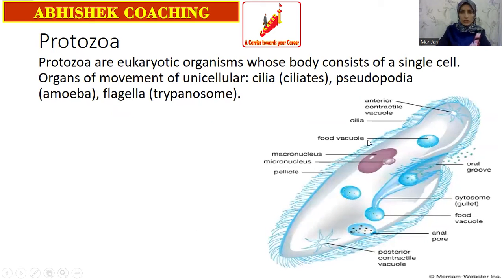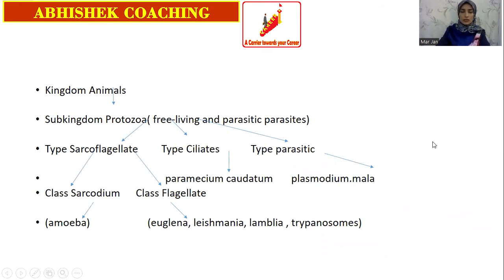What is cilia? Cilia are like these blue things over here. You see, there is something like short hair in blue color, so we call them cilia. And pseudopodia: pseudo means something which is not real, and podia means legs. So the meaning of this word is unreal legs in this unicellular organism. Okay. And then the next organ of movement is flagella. Flagella, we'll see it in the next slide, okay?